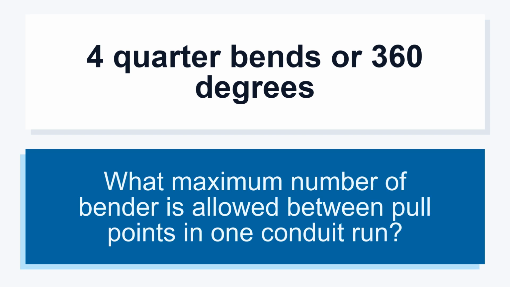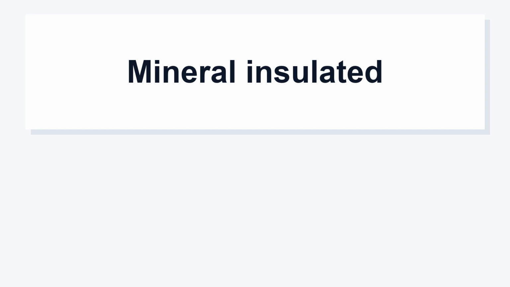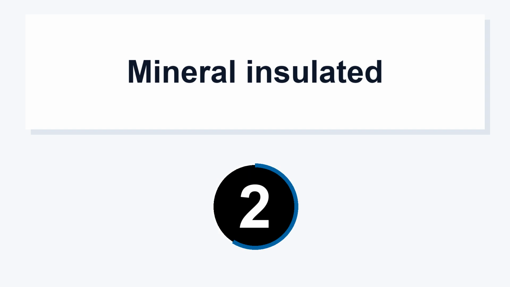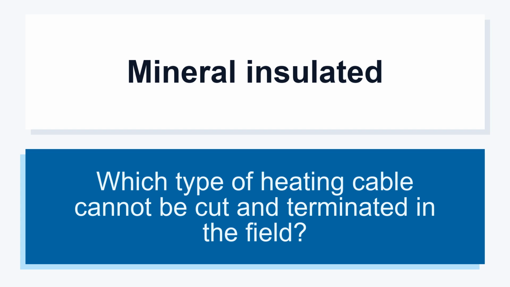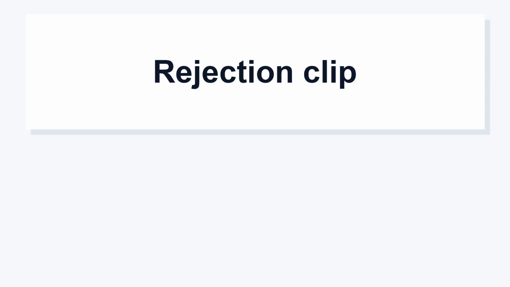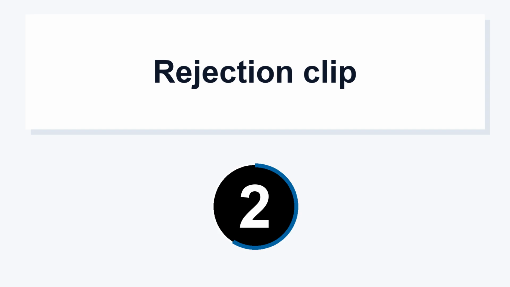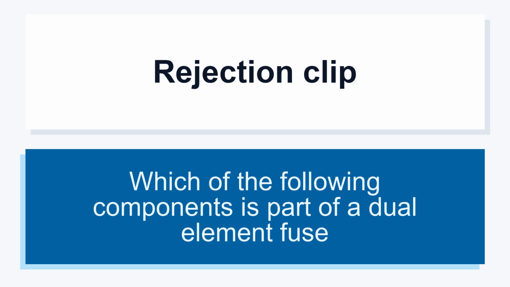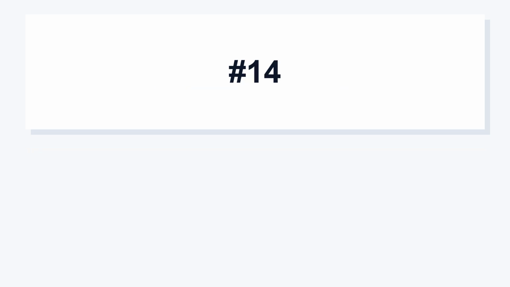What maximum number of bends is allowed between pull points in one conduit run? Mineral insulated. Which type of heating cable cannot be cut and terminated in the field? Rejection clip. Which of the following components is part of a dual-element fuse? Number 14.